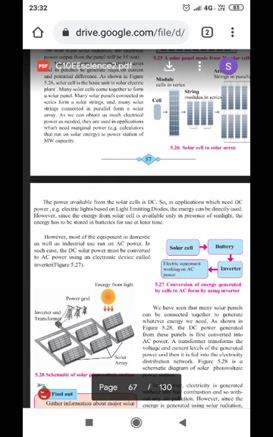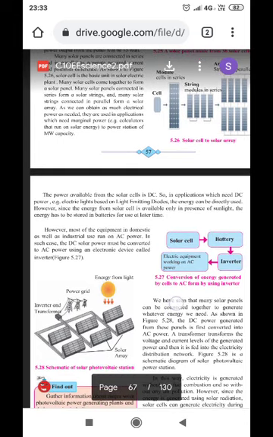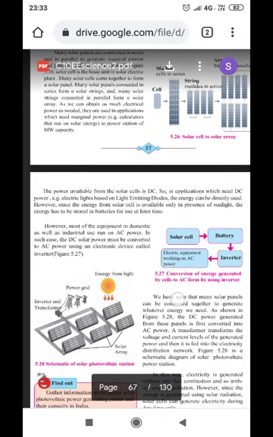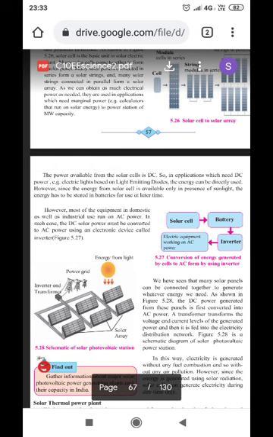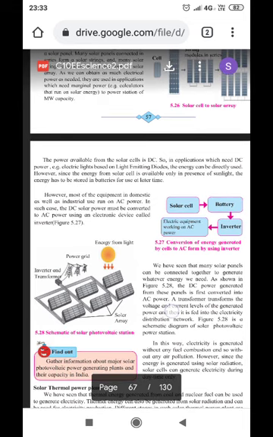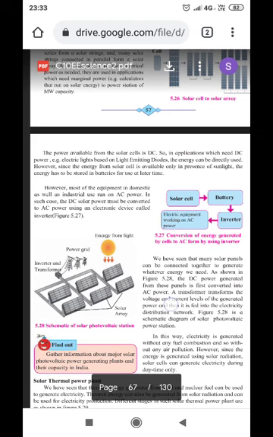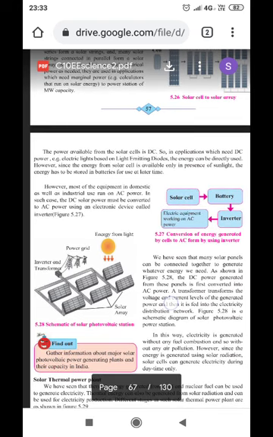However, most equipment for domestic as well as industrial use runs on AC power because AC power has more advantages than DC. So in such a case, the DC solar power must be converted into AC power using an electronic device called an inverter. With the help of the inverter, we can convert DC into AC so that we can make optimum utilization of the electric energy. So solar cell into battery, battery into inverter, and inverter into AC power.